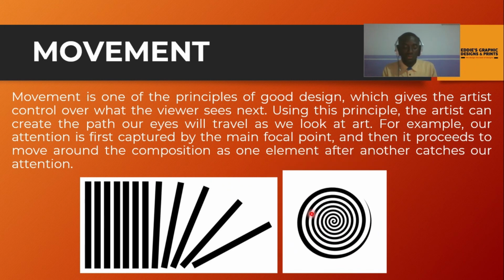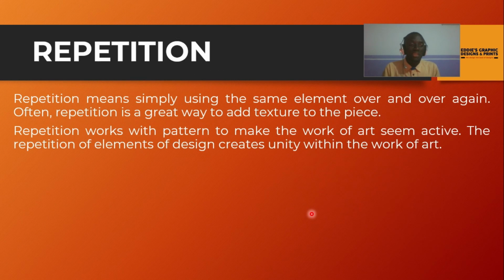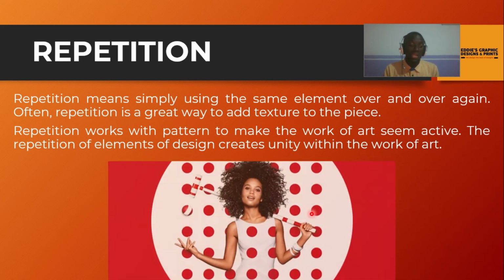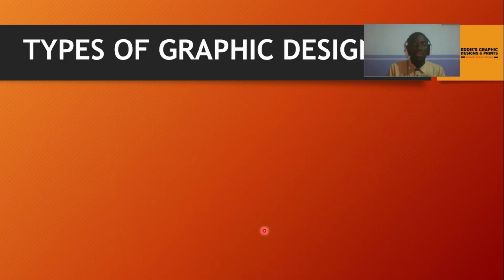Okay, you just have to get them. So let's talk about repetition. Now you see, repetition simply means using the same elements over and over again. Often repetition is a great way to add texture to the piece. Repetition works with pattern to make the artwork seem active. The repetition of elements of design creates unity within the artwork. So let's look at this image very well. You could see that they have repeated one particular circle with plenty of colors in it, which looks so beautiful. So repetition is very, very important.